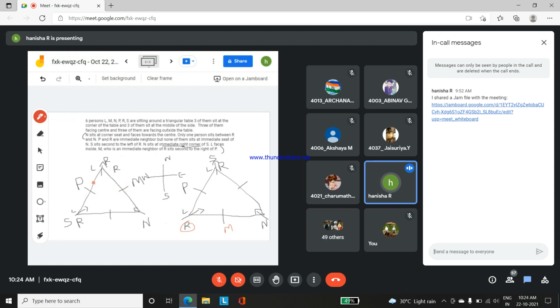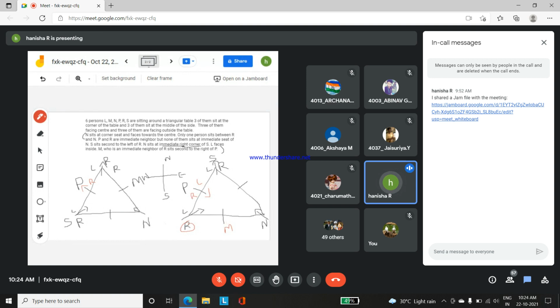If this has to be the right side, then P has to face outside. Only if P faces outside, this will be the right hand side. So to the second right of P, you have M. Similarly here, if this has to be the position of M, second right, then P has to face inside. Only then this will be the right and this will be the left. So second right of P, you have M.